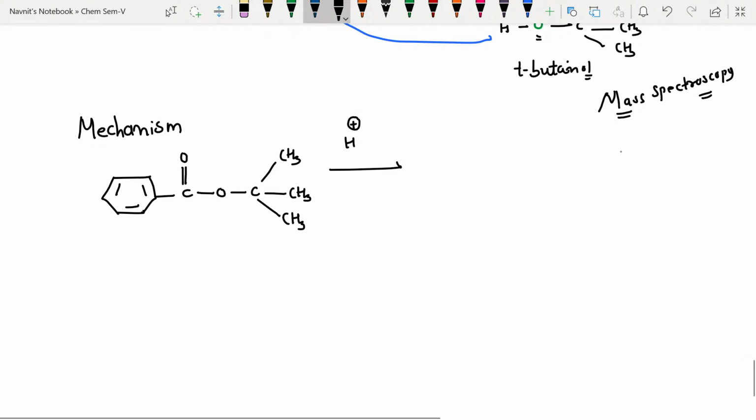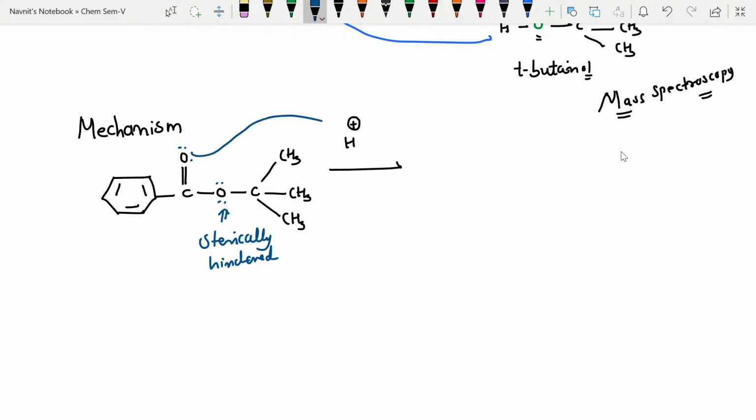Now, the lone pair present on this oxygen as well as this oxygen. The lone pair present on this oxygen is sterically hindered because of these three bulky methyl groups. This lone pair is on the adjacent carbon, and this carbon is attached to the three bulky methyl groups. So this lone pair cannot easily get protonated. You might be wondering why this lone pair does not get protonated. The reason is that it is sterically hindered because of these three bulky methyl groups.